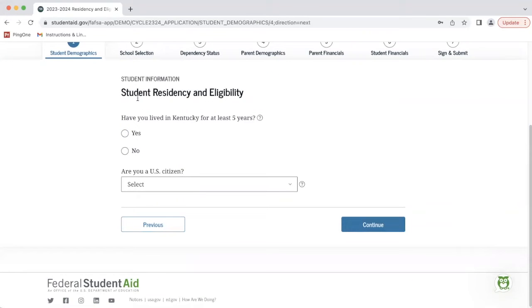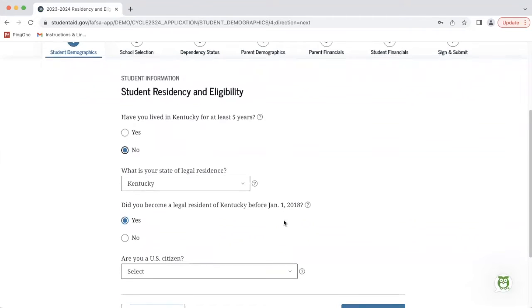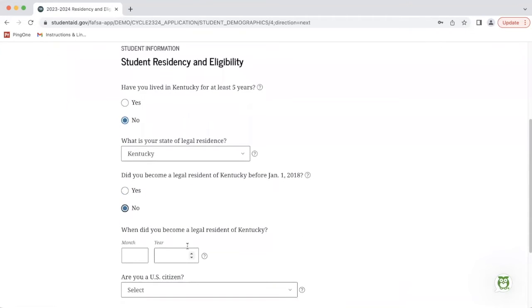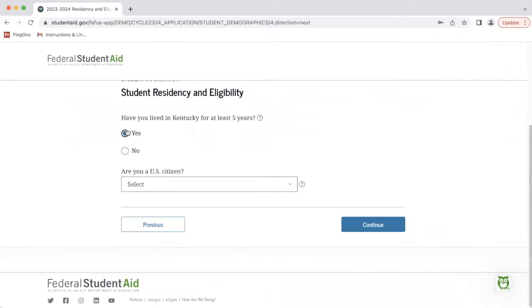The next page is going to ask you about residency. Since I put that we live in Kentucky, this is going to ask if we lived in the state of Kentucky for at least 5 years. If I were to put no to that, it'll ask me what my state of legal residence is. So I'm going to put Kentucky. The next question will be, did you become a legal resident of Kentucky before January 1st of 2018? If I were to answer no to that, it'll ask me to put in the month and year that I became a legal resident of Kentucky. So for purposes of today's demonstration, I'll put that I've lived in Kentucky for at least 5 years.